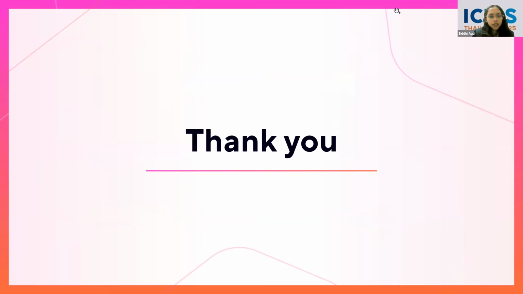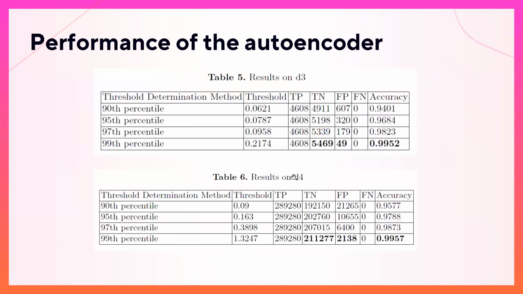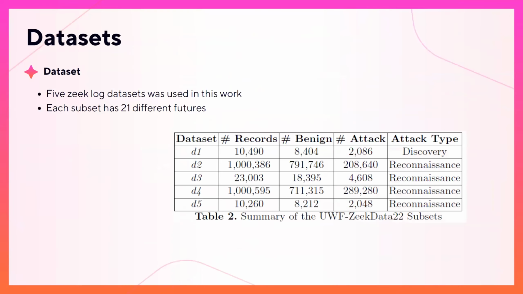Thank you so much, sir. Are there any questions? I have just one question. Which attacks have been considered? For example, as I see in the table, there are two types of attacks mentioned: reconnaissance, and there was one more. So, how many such types of attacks have been considered in the dataset?